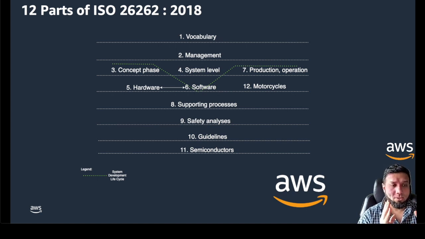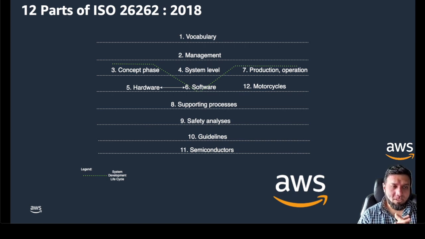Now, let's look at part 11. Semiconductors. Semiconductors contains guidelines in detail, such as selection and usage of a microcontroller unit in a safety related system. An example would be a car ECU, because we need to make sure these components are meeting the criteria, hence the selection criteria for semiconductors.